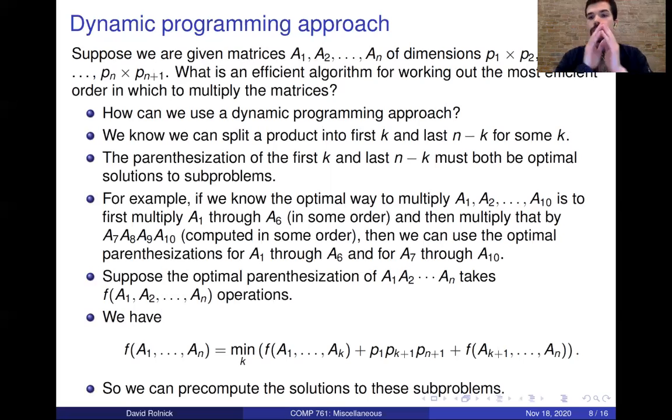Yes, we will need to compute that one when k equals n minus 2. It's a very easy one to compute, function of a_{n-1}, a_n, because there's only one possible way to multiply two matrices. But yes, we will need it.